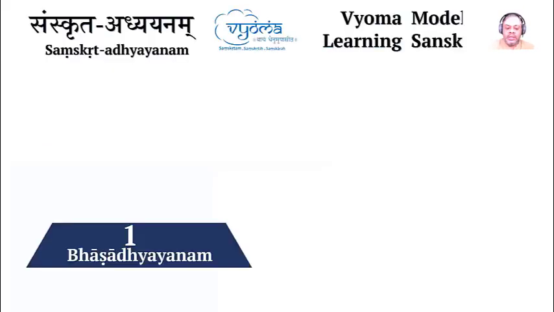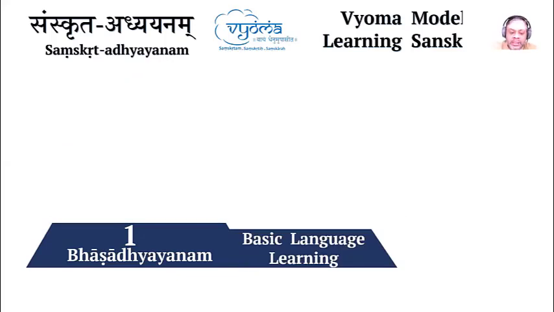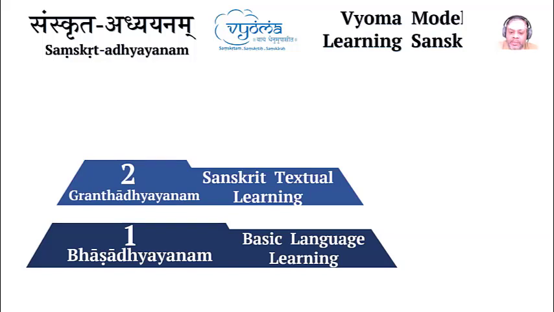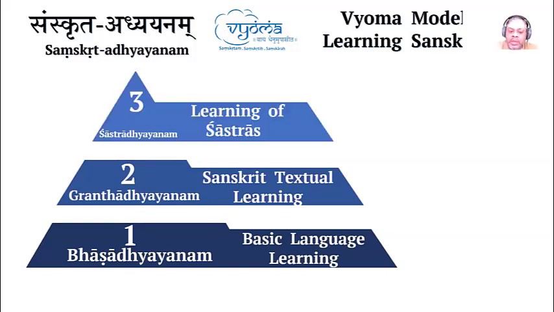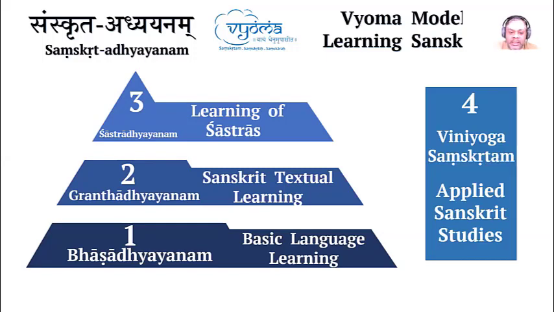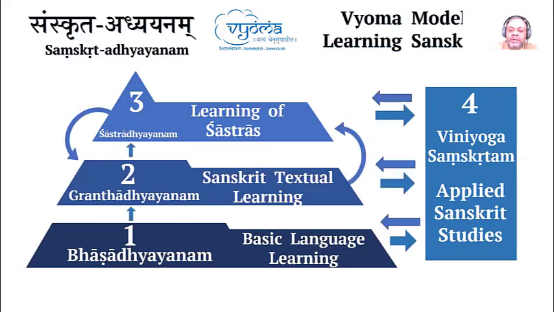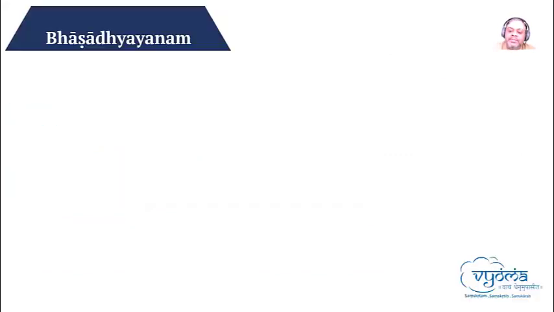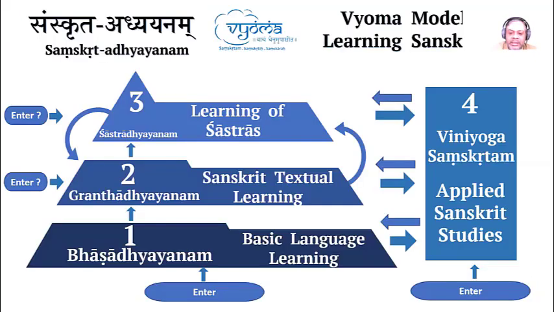How do we learn Sanskritam? The steps that are there to learn Sanskrit. First is the Bhashadhyanam, basic language learning. Second component of Vyoma's learning model is Granthadhyanam, which is the textual learning. And the third component is Shastradhyanam, which is learning of the Shastras. The fourth component is vyoma-samskritam, which is applied Sanskrit studies.